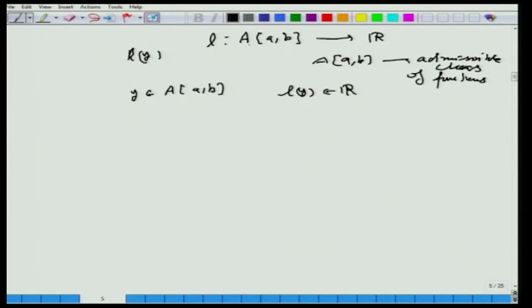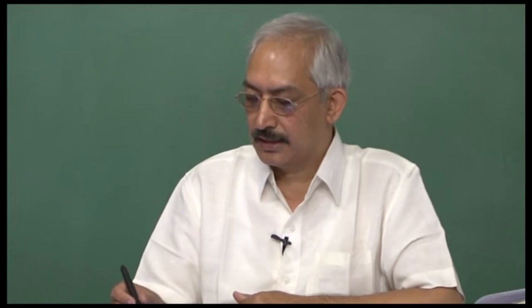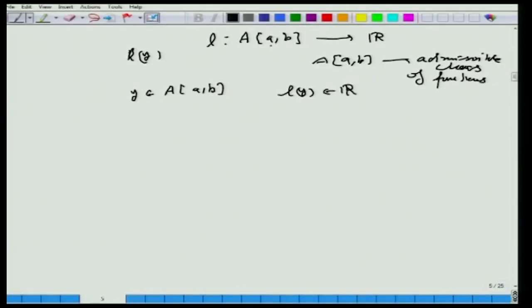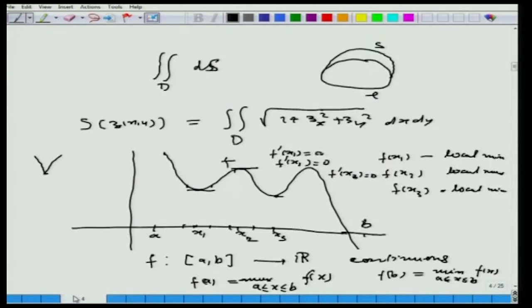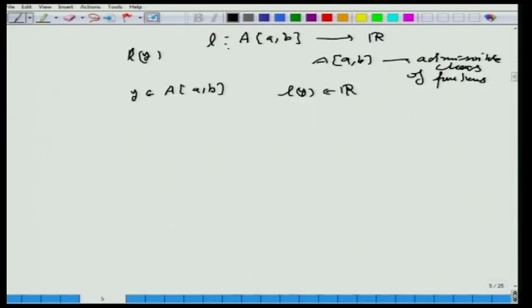So, given a function in this admissible class, L, which is called a functional, is loosely speaking a function of a function. Here the argument of L is a function, whereas in the previous case f was from number to number. In this case L goes from a given function to a number. So, it associates a function to a number. Such a thing is called a functional. So, L is called a functional.